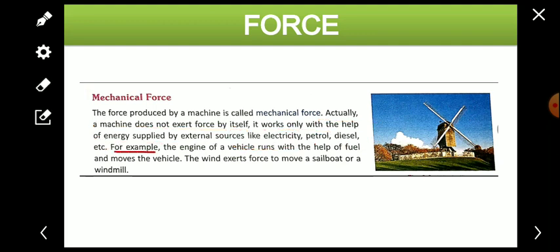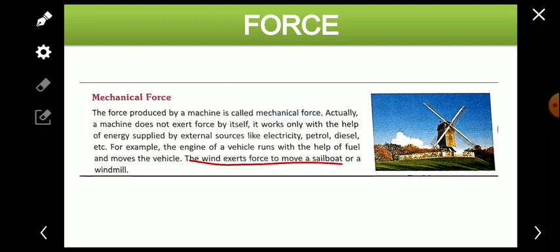For example, the engine of a vehicle runs with the help of fuel and moves the vehicle. Energy is supplied to the engine, and the engine produces the force and moves the vehicle. Got it? Machinery parts get the energy from external sources, and then they produce the force. Otherwise machines cannot produce force by themselves.